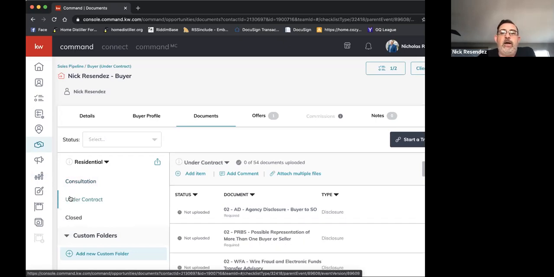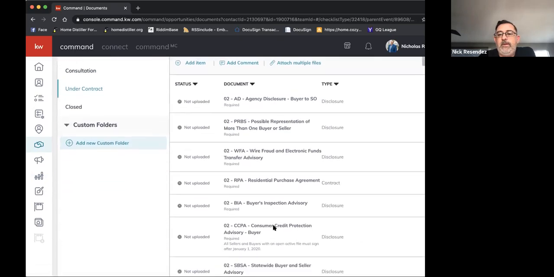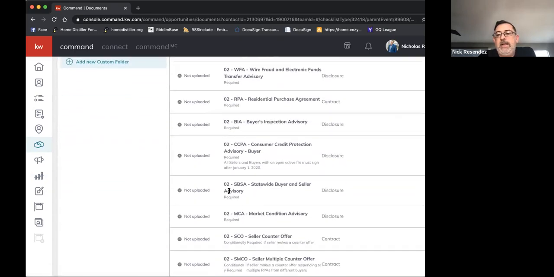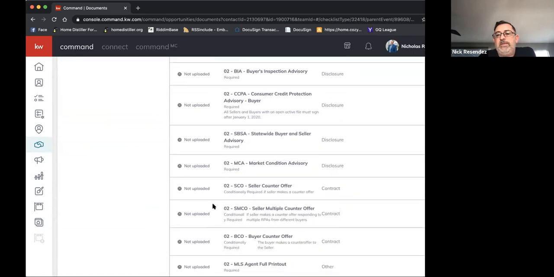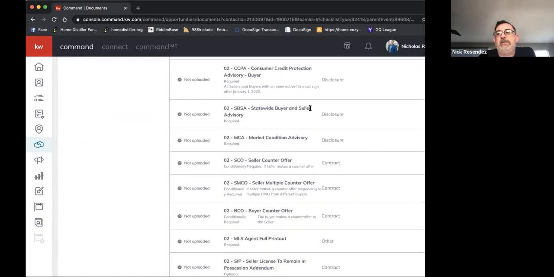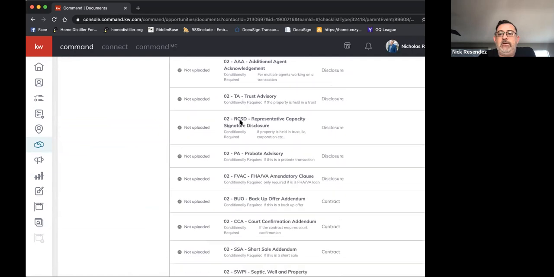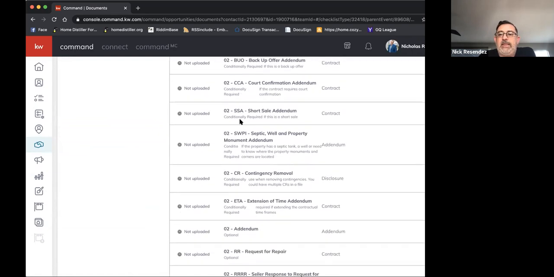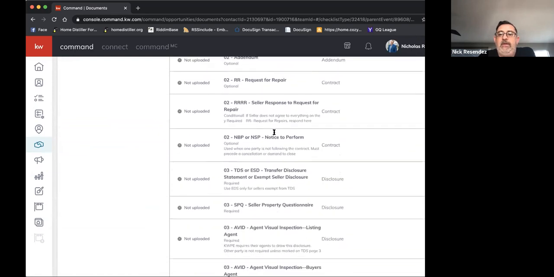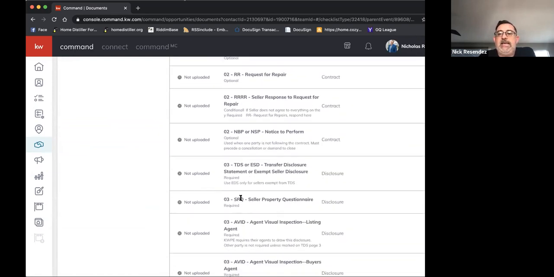If I go to under contract, I scroll past the purchase agreement, I'm going to start getting into all the forms that are needed, right? Like the statewide buyer and seller advisory. You notice it's right here noted as required. And if I go a little farther, I'll start seeing other disclosures like the septic, well, and property monument, and a little farther the TDS, the ESD, the SPQ, the AVID. So we're going to look at all those right now, but I wanted to show you how to get to where these exist so you know where to reference them in the future.